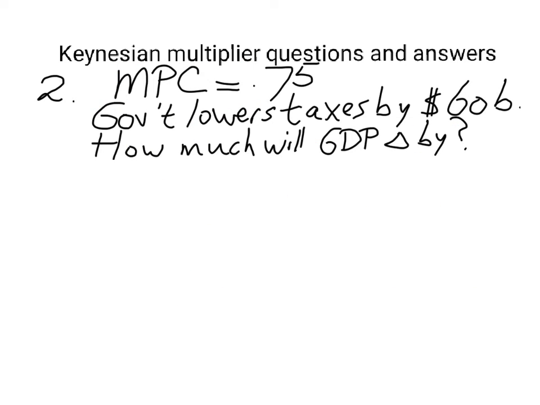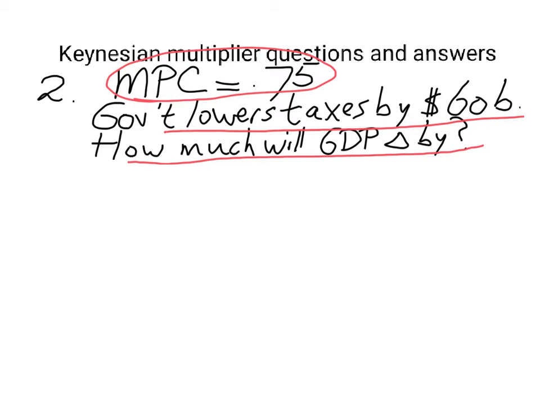Let's take a look at another problem, problem number 2. Here we know that the MPC is 0.75, so a slightly different MPC. And we also know that the government lowers taxes by $60 billion. Question is, how much will GDP change by? To answer this question, we have to know another equation. It's very similar to the one from question 1.